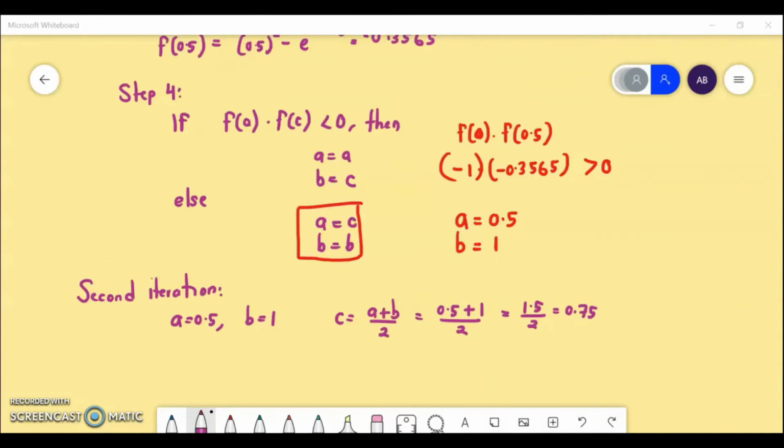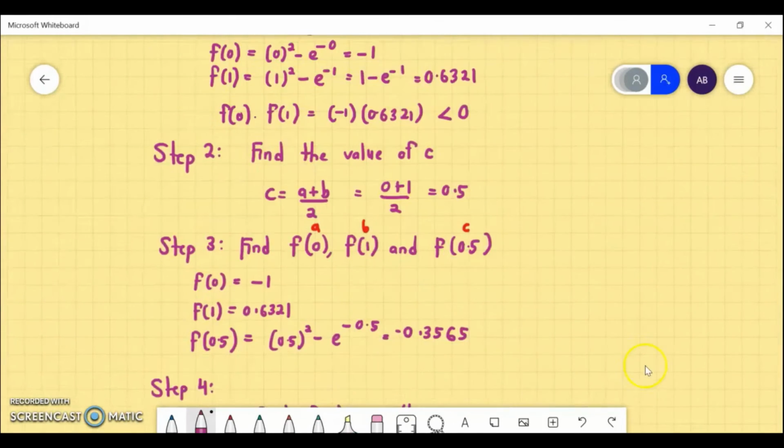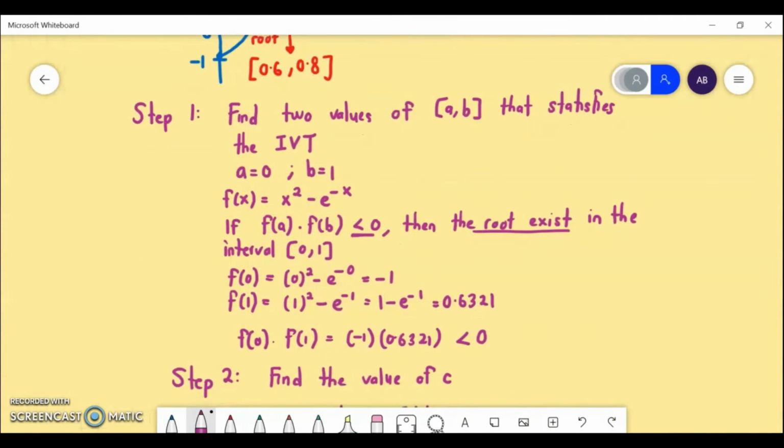Okay, now I'm going to show you how to actually find the root that lies in this interval, somewhere here, by using Scilab. So let's do that.